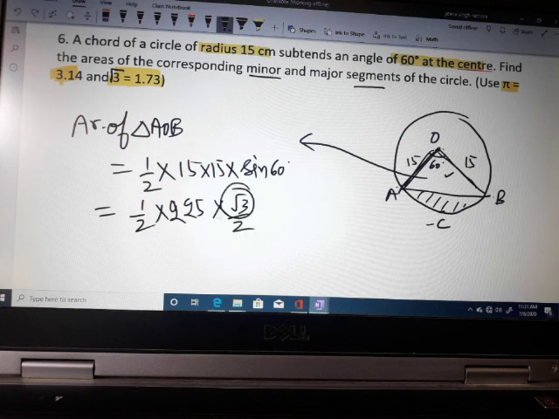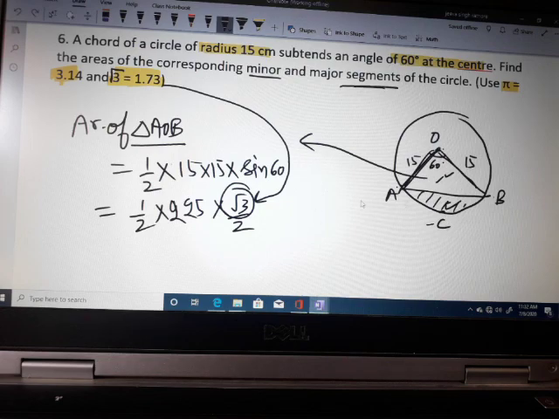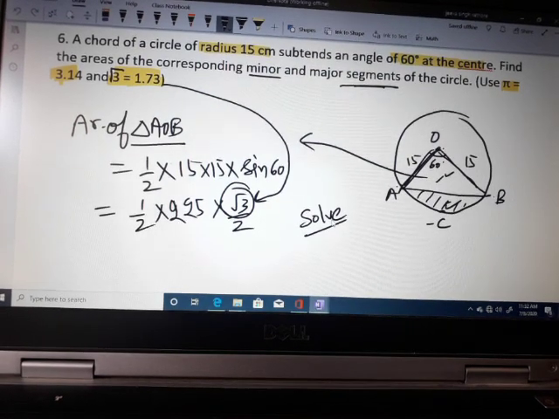You have to put root 3 equal to 1.73 and you will get the area of triangle. Find the area of sector from the formula and subtract: area of sector minus area of this triangle, and you will get this segment. And area of circle, pi r squared, minus this segment, and you will get the major segment. Next question, you have to solve it.